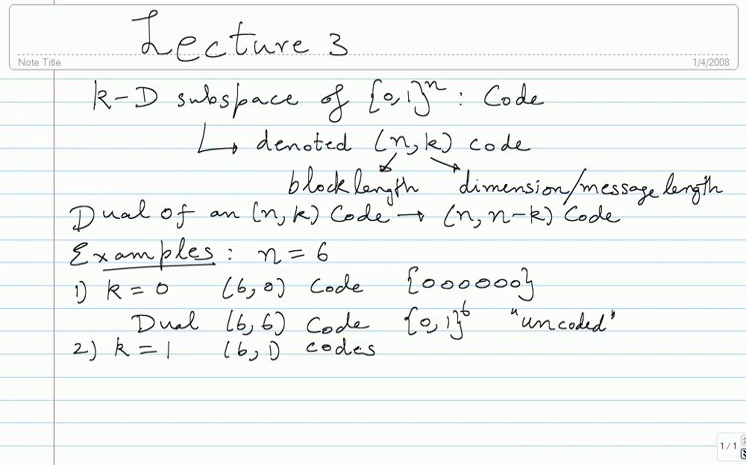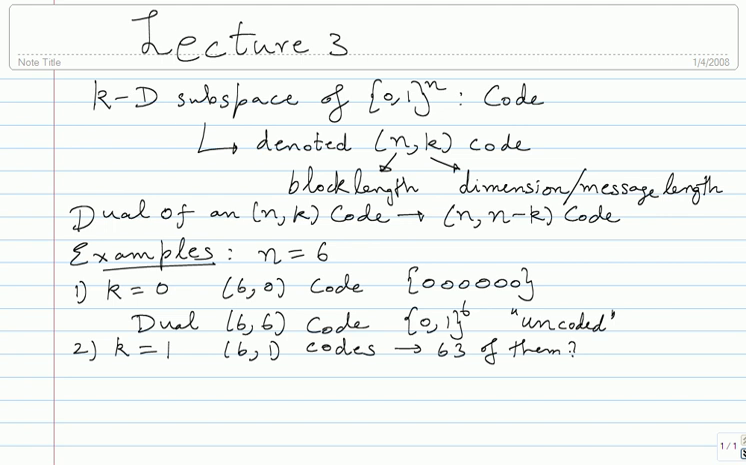If you have a singleton set, linearly independent is the same as being what? Non-zero. The only linearly dependent singleton set is the zero vector. So anything non-zero will be linearly independent. On the face of it, how many different 6,1 codes will you have? Without worrying too much about going into detail, you should have 63. It looks like you will have 63 different 6,1 codes. I'll put a question mark and then we'll come back and look at it very closely.